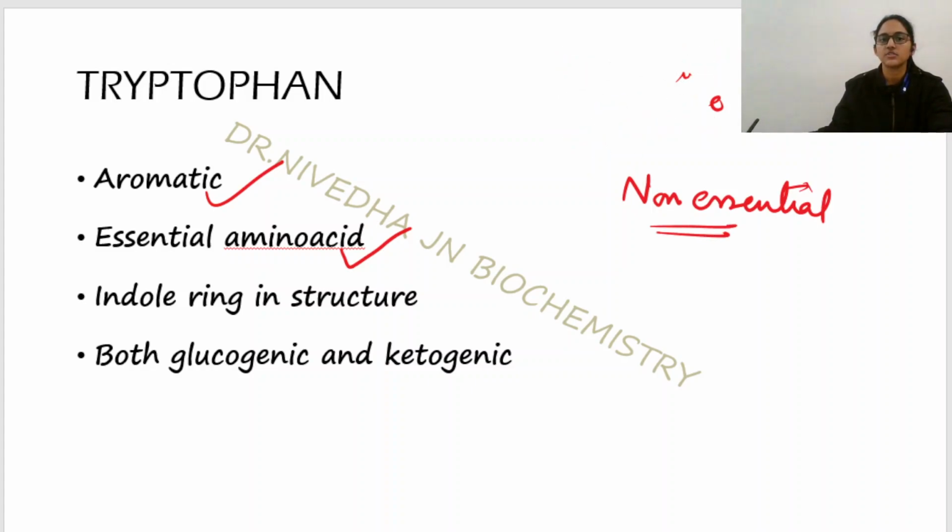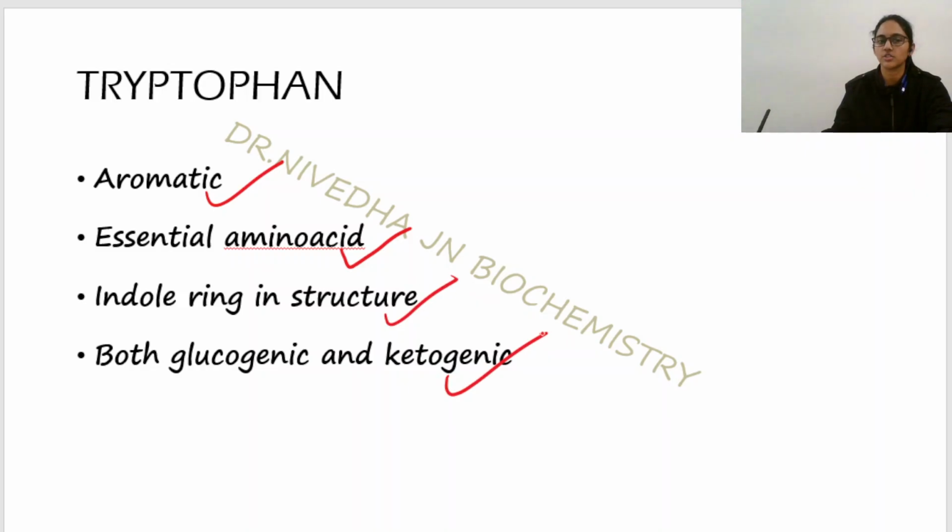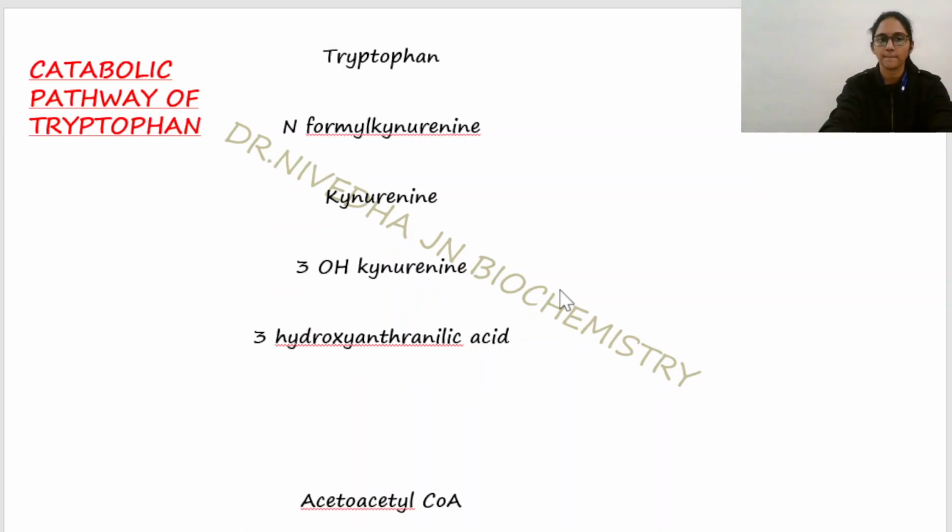Now this tryptophan is an essential amino acid. It has an indole ring in its structure. It is both glucogenic and ketogenic. So all three aromatic amino acids are glucogenic and ketogenic. Now the catabolic pathway of tryptophan: it is about tryptophan getting converted to N-formylkynurenine. So this is the first reaction you should know about.